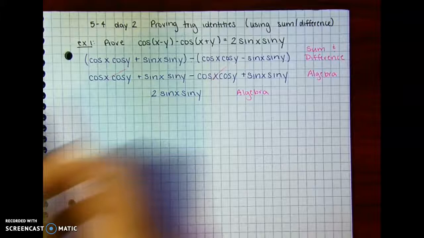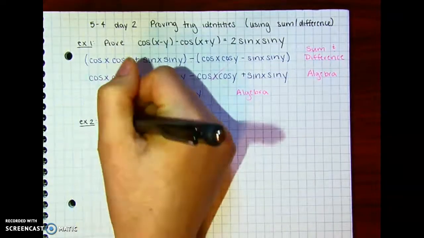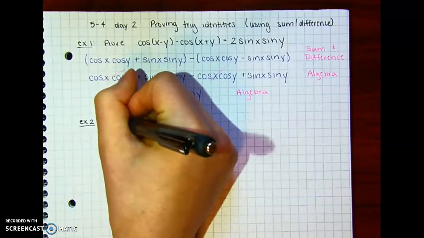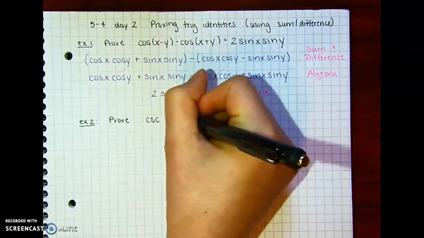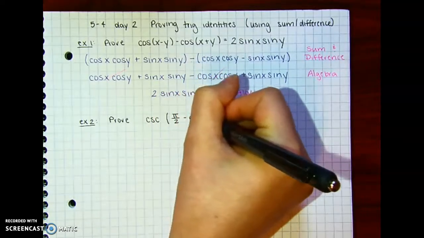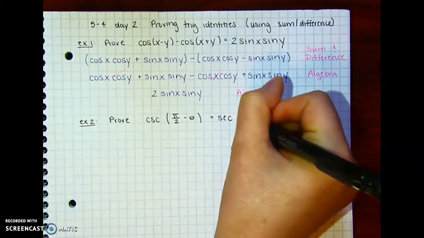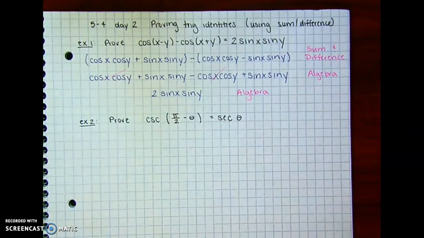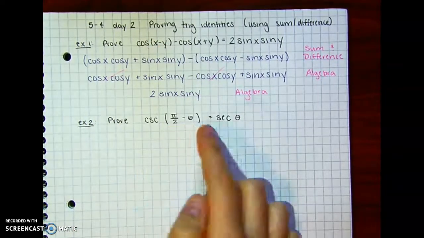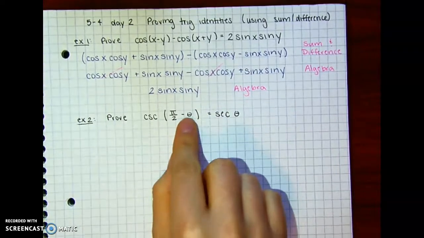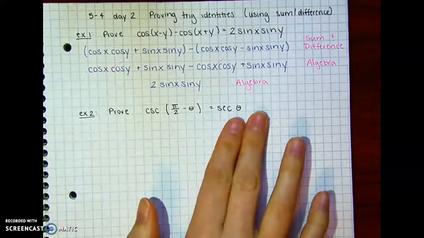Another kind of example is this. We're going to prove that cosecant of pi over 2 minus theta equals secant of theta. The difference here is instead of just having x and y, we have an actual angle, and theta is just like x or y, it just represents the angle that we don't know. So we're going to start with the left side and prove that it equals the right side.